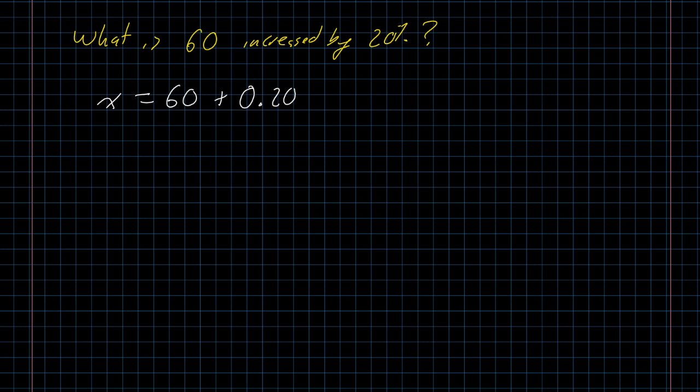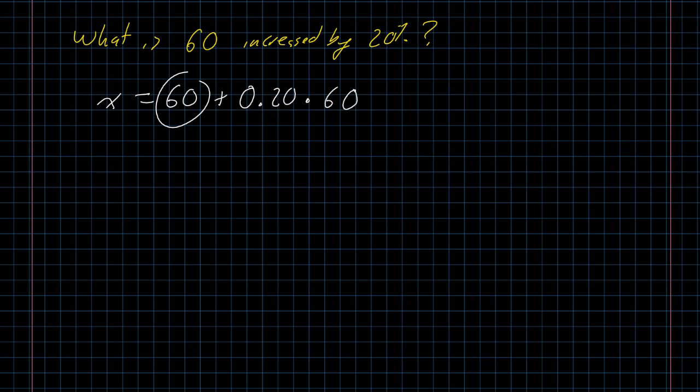But that's not the end of the story. The reason that percent problems are difficult is because a percent always has to be taken of something. A percent is not a number by itself. You can't just add 0.20 and call it increasing by 20%. You have to take the percent of the thing you're increasing, which in this case is 60. All right, from here I can use a calculator.